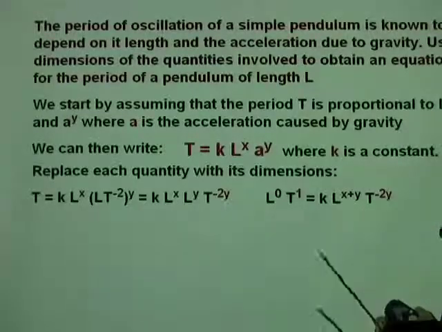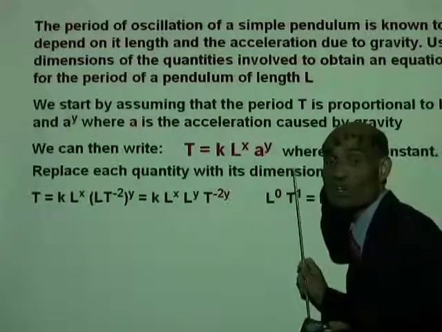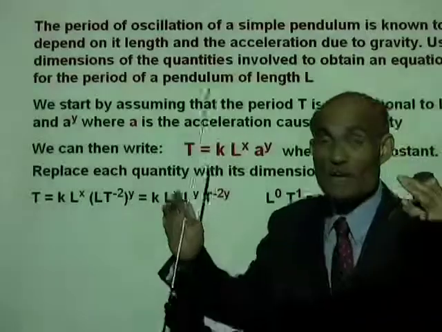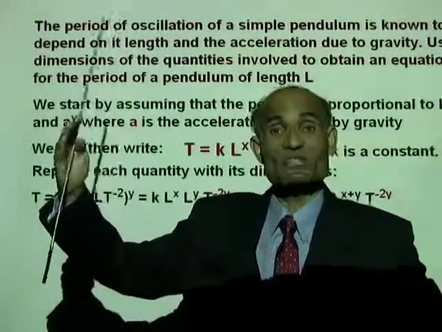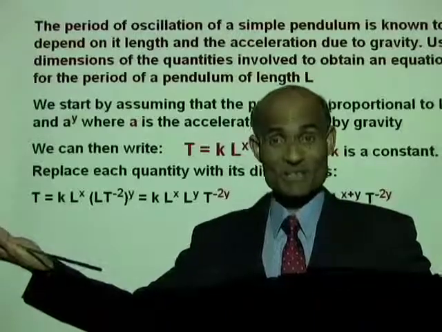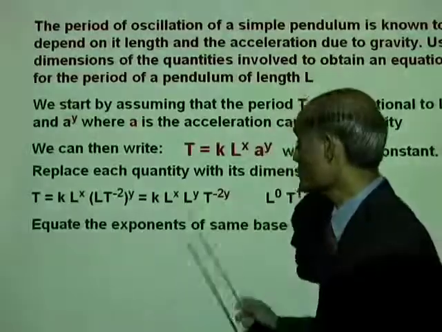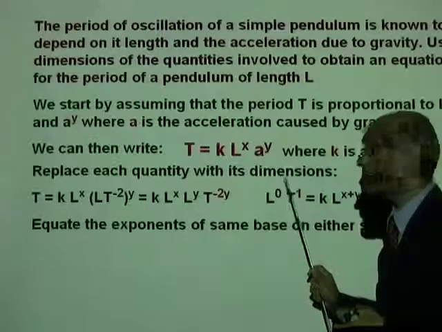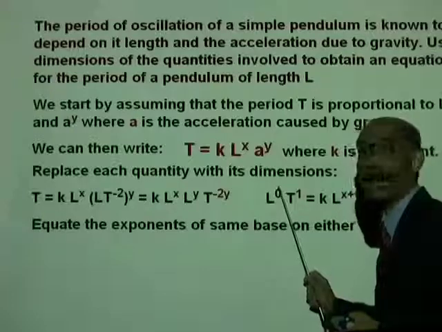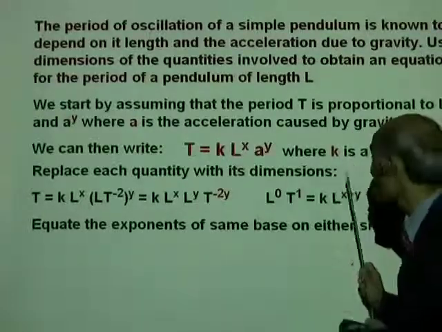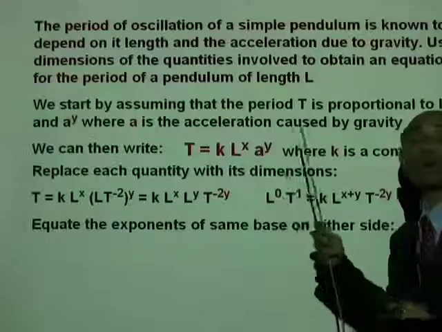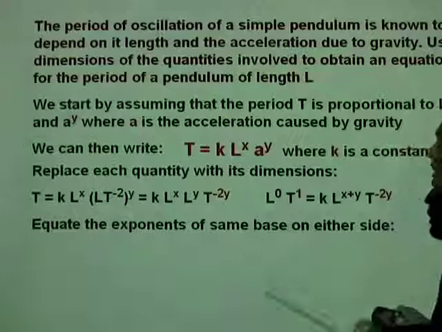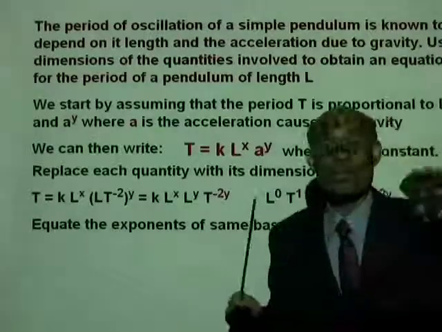Okay, what do you do next? We have an equation with a left side and a right side. And everything about the left side must be equal to the right side. Is that right? That's the meaning of an equation. So, if there is an L on the left side, the exponent of that L must be equal to the exponent of L on the right side. So, what we are going to do: equate the exponents of the same base on either side.